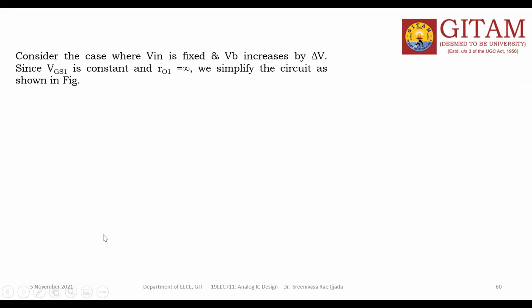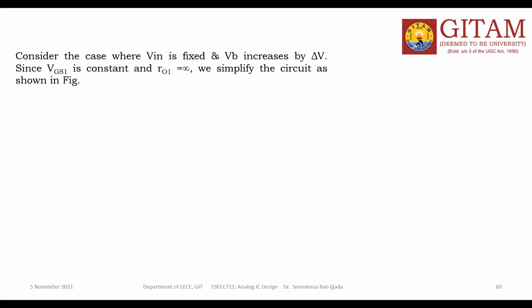So next one. Consider the case where Vin is fixed. I have already told you two things. We have two gates, M1 gate and M2 gate. M1 gate is fed with the input signal, and M2 gate is fed with the VB voltage, a fixed bias voltage. In the first case, I considered VB constant and Vin varying.